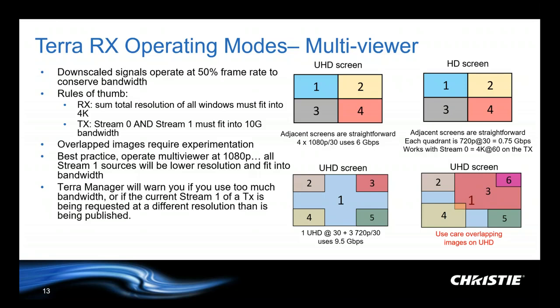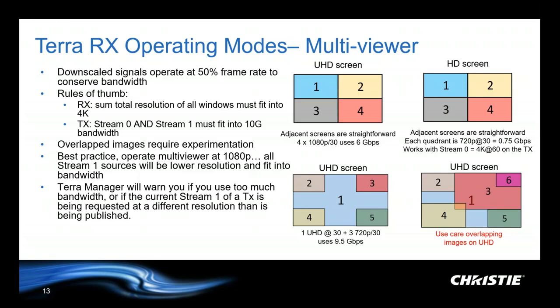So if your input is UHD at 60 frames a second, then it's going to cut the frame rate in half to 30 frames a second to be able to conserve bandwidth. And there are a couple of rules of thumb that you need to understand to be able to use the multi-viewer without running into too many issues, because obviously you can't go over 10 gigabytes being published on the TX.